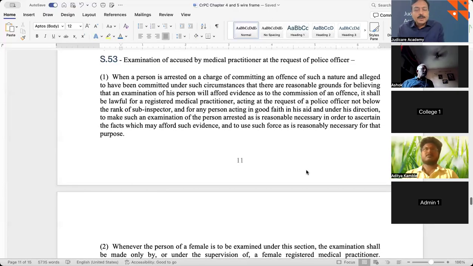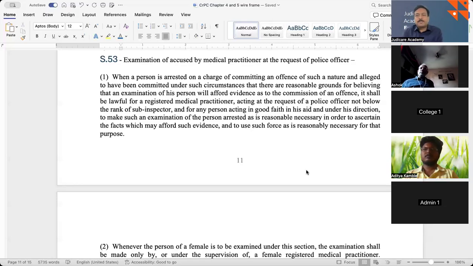So, clause 1 says when a person is arrested on a charge of committing any offense of such a nature and alleged to have been committed under such circumstances that there is a reasonable ground for believing that an examination of his person will afford evidence as to commission of an offense, it shall be lawful for a registered medical practitioner acting at the request of a police officer not below the rank of sub inspector and for any person acting in good faith in his aid and under his direction to make such examination of the person arrested as is reasonably necessary in order to ascertain the facts which may afford such evidence and to use such force as is reasonably necessary for that purpose.